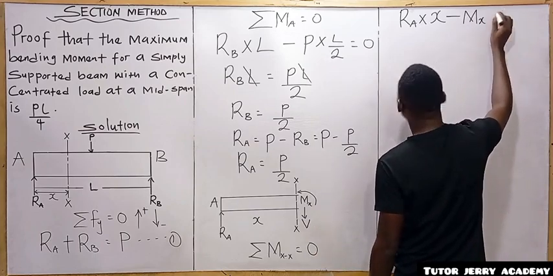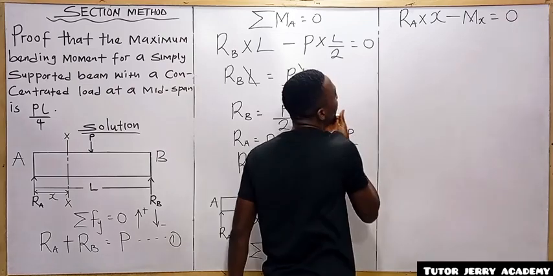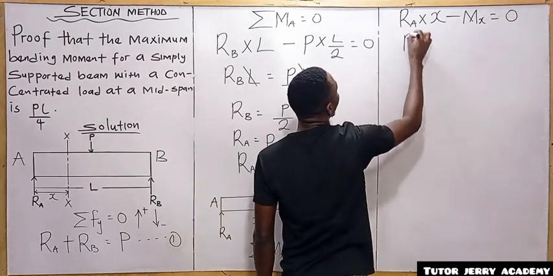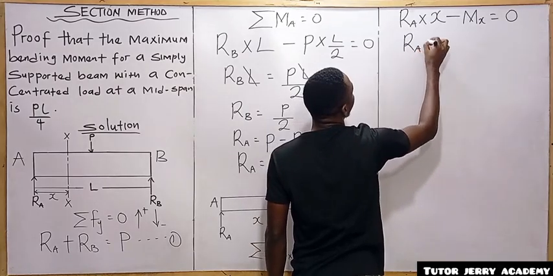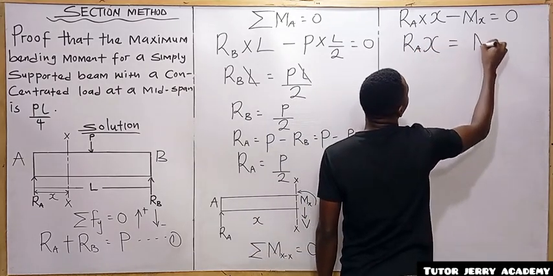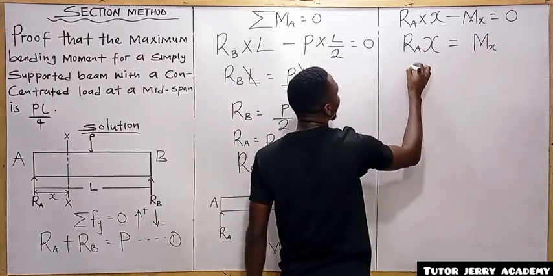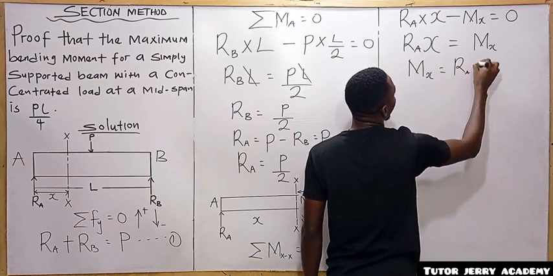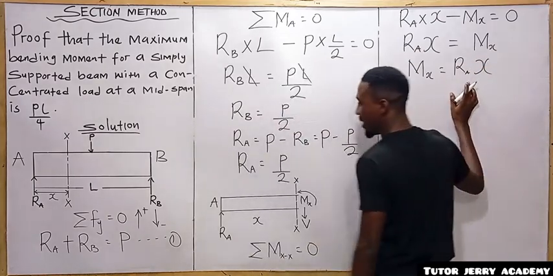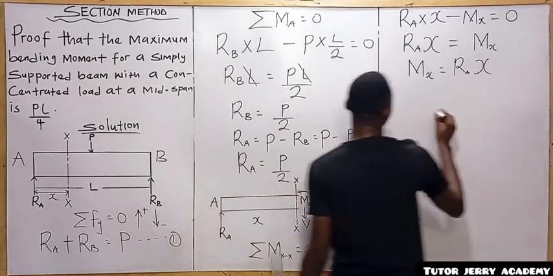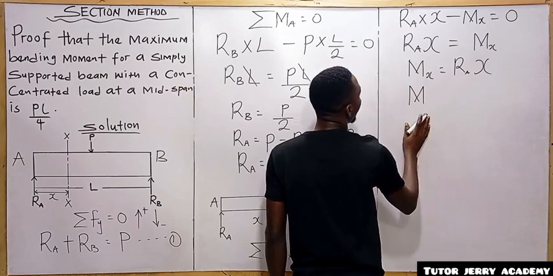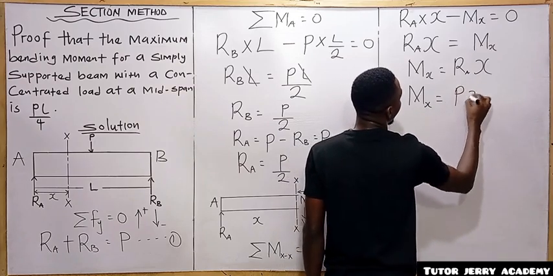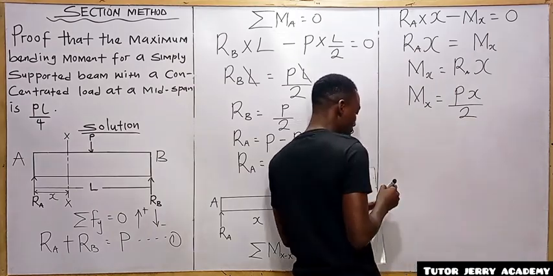Everything now will be equal to 0. Now if I make Ms the subject, I'm going to have RA times s equals Ms. So I can say that Ms will be equal to RA times s. But don't forget, my reaction at A is P over 2. So I'm going to have the bending moment at section s equal to Ps all over 2. So that's it.